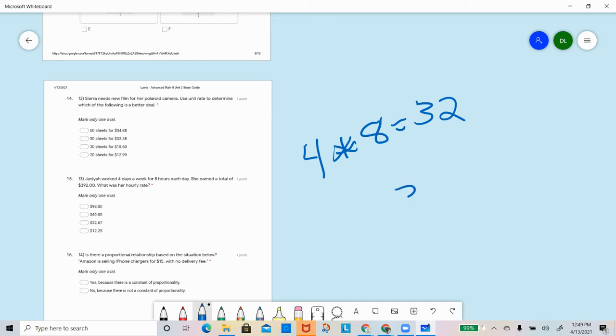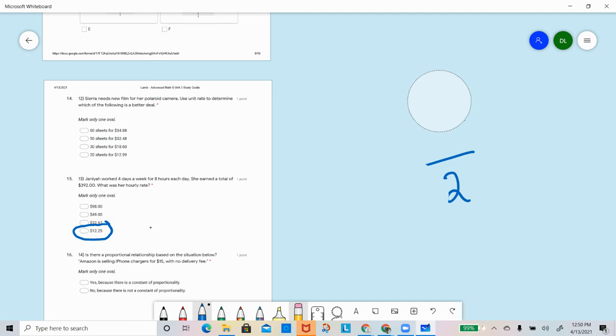Again, how do you figure it out? Well, you just take how much she makes and divide it by the 32 hours she works. 392 divided by 32, she makes $12.25 an hour. Okay, so again, how do we figure it out? It's just unit rate. Take the total, divide it by the number of hours, and you'll find that unit rate. Okay, let's go on.